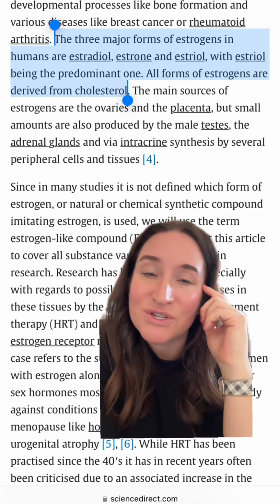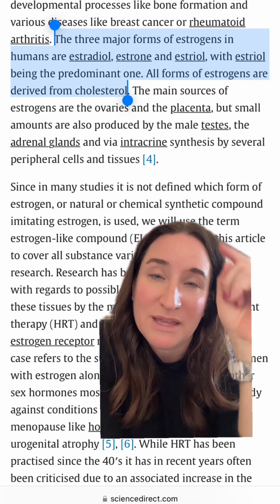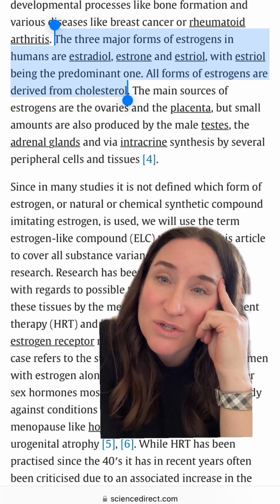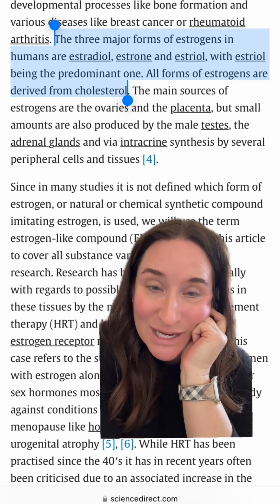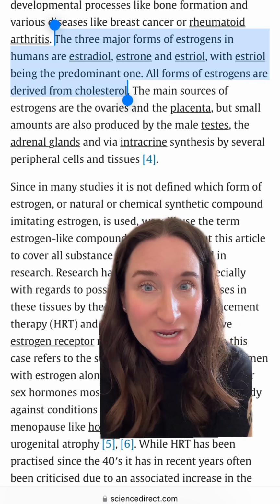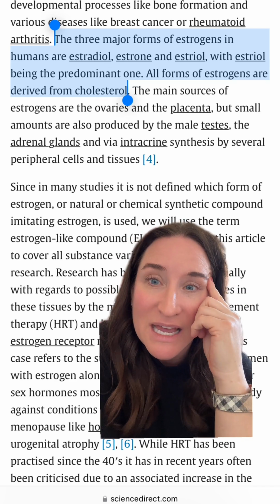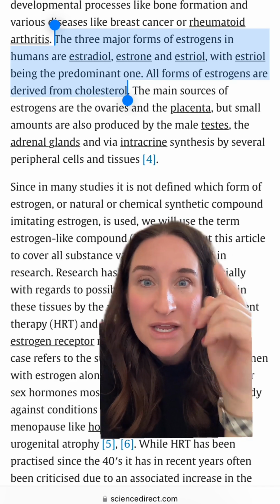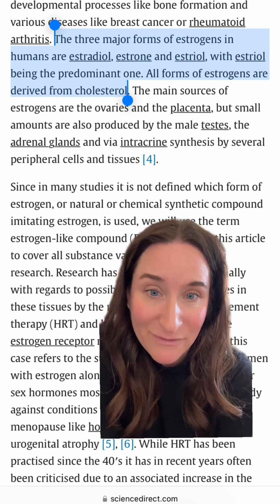The three forms of estrogen in humans are estradiol, estrone, and estriol, with estradiol being the predominant one. All forms of estrogen are derived from cholesterol, just so you know, because it is a steroid hormone. The main sources of estrogen are the ovaries and the placenta, but small amounts are also produced by the male testes, the adrenal glands, and via the endocrine synthesis by several peripheral cells and tissues, aka belly fat.